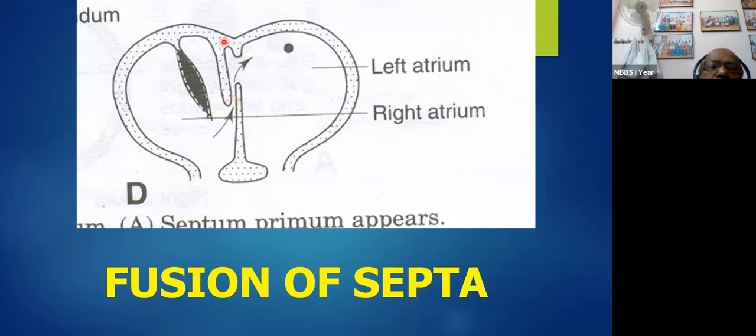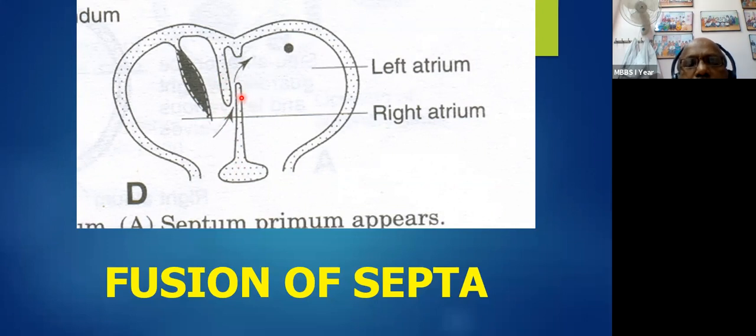By the time, your septum secundum will overlap your septum primum. After delivery, this will be fused. Your septum secundum will fuse with your septum primum. Important point, what you have to note here: your septum secundum is not coming down to meet your AV cushion or your septum intermedium. Only septum primum is getting fused with septum intermedium. This is septum intermedium. The septum secundum is not coming down up to this level. It is overlapping your septum primum only. That point is important.